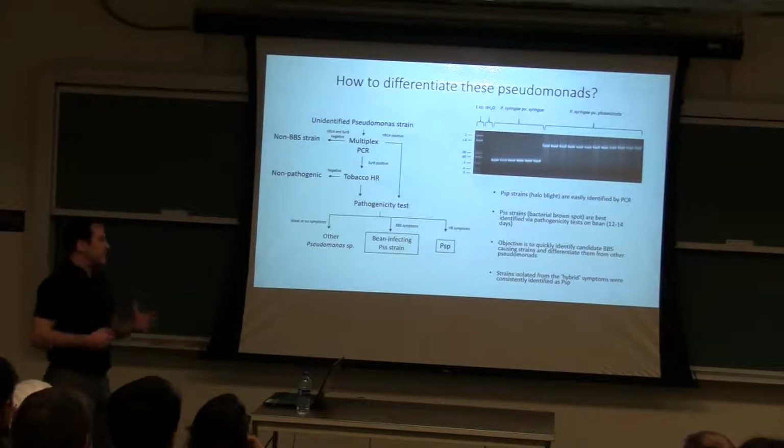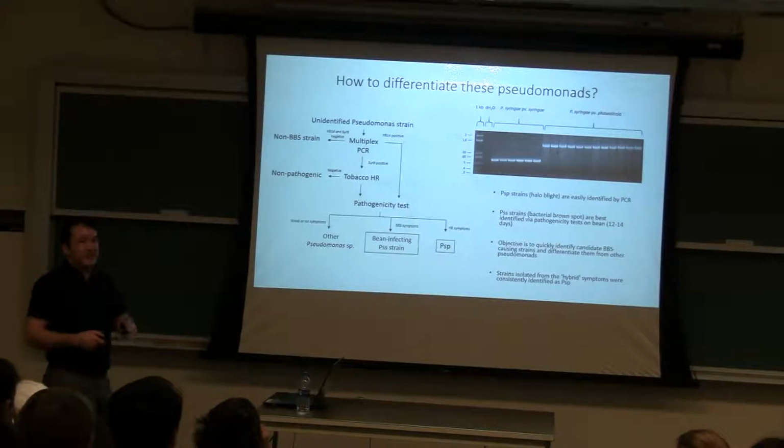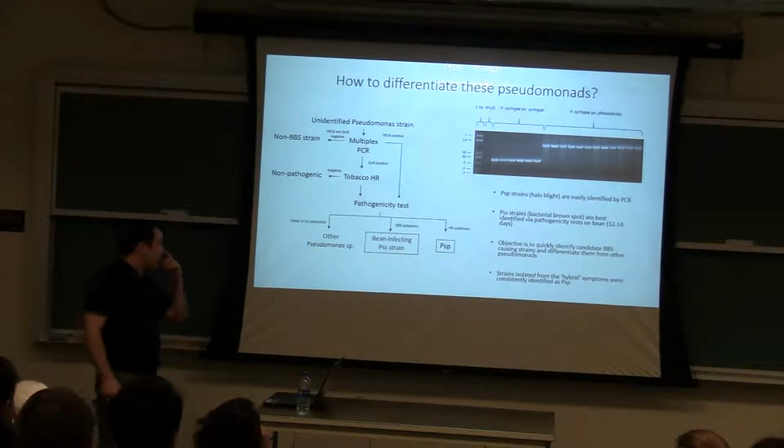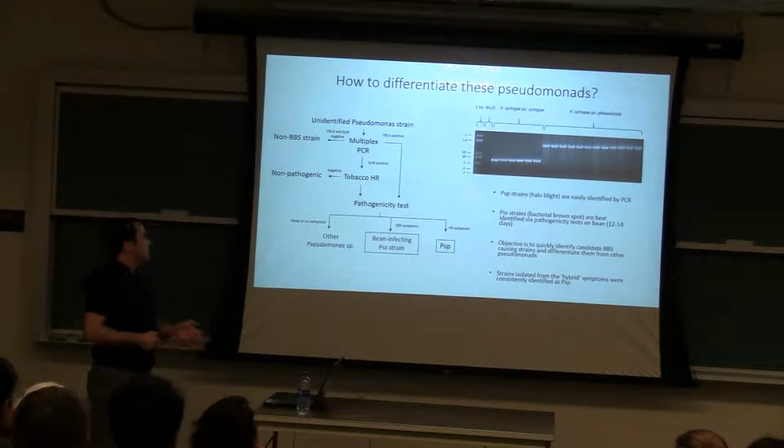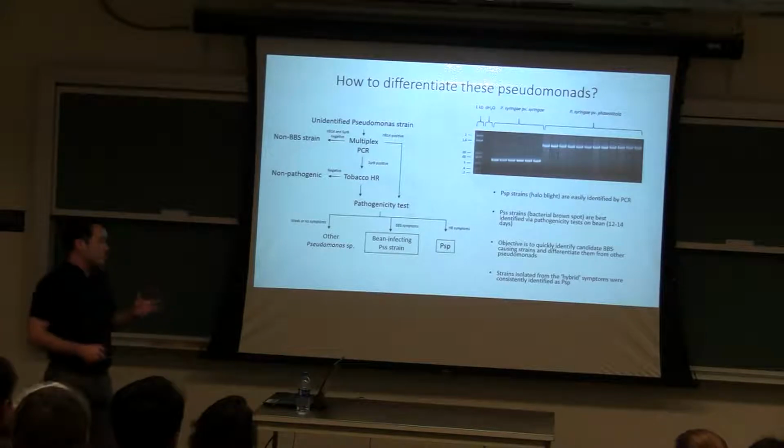But sometimes you can get these strains of halo blight that don't have that toxin. Very rare, but in Spain it's epidemiologically relevant. Syringamycin, it's not necessarily limited to bacterial brown spot strains.